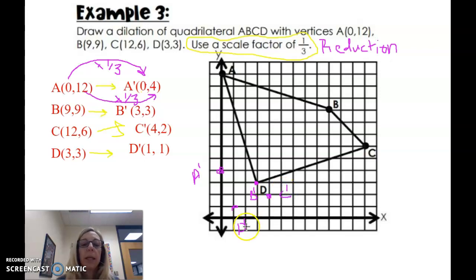There we go. Now when I connect those points, you will notice that my image is 1/3 the size of the original. The angle measures stay the same, but the line segments change their lengths, and that's why it gets smaller. These figures are known as similar figures. They are the same shape, but they're a different size, so they can't be congruent. So remember, our new shapes are now similar.